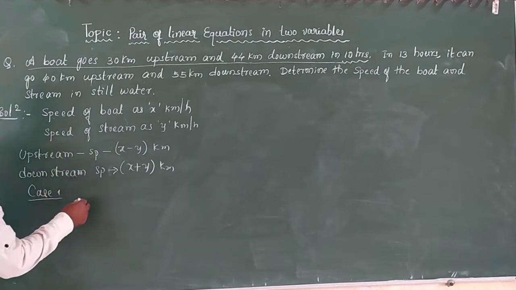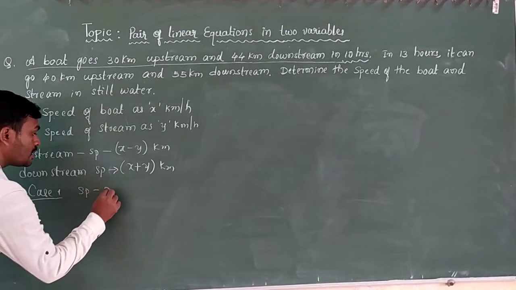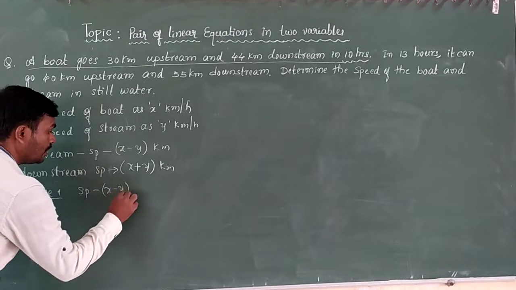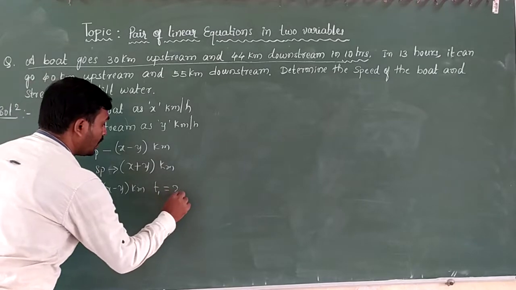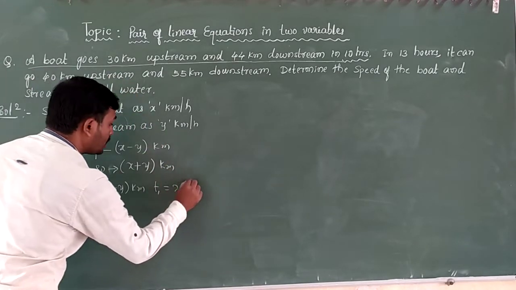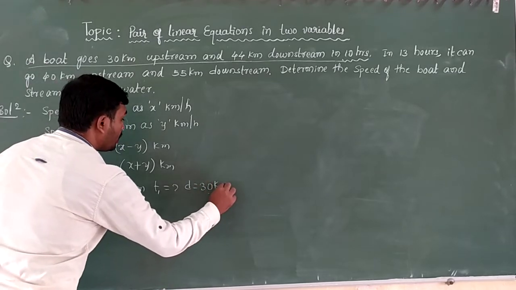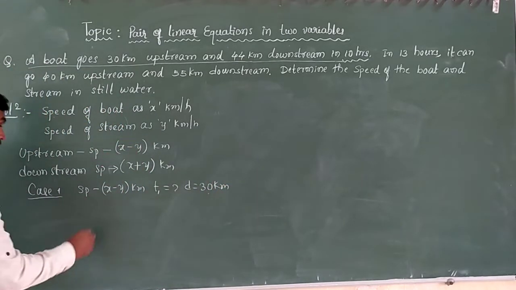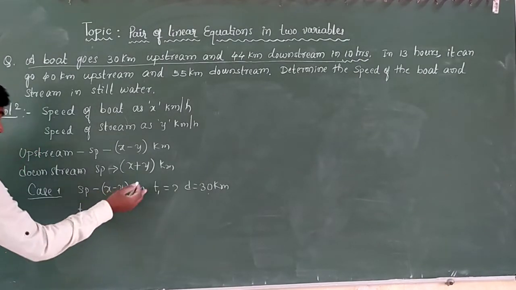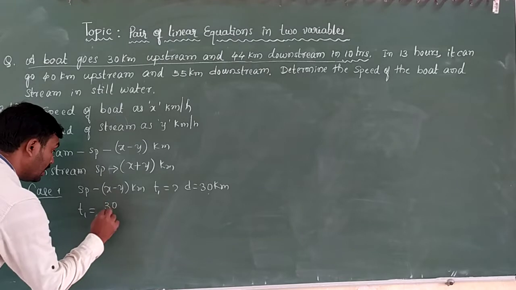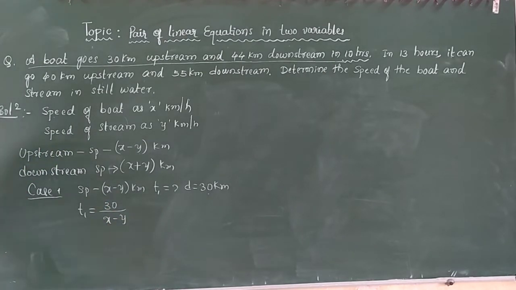Upstream means the speed is x minus y kilometer per hour, and the time we have to calculate. The distance upstream in the first case is 30 kilometer. So time t1 is equal to distance divided by speed, that is 30 divided by x minus y.